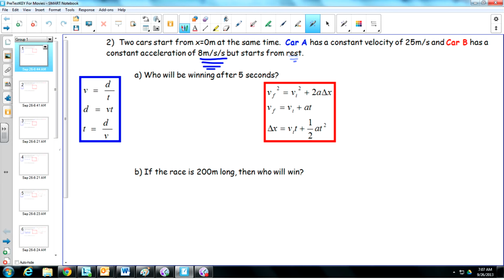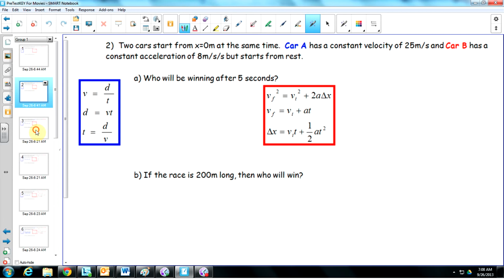And it's accelerating at 8 meters per second squared. So its velocity is just going to keep getting bigger and bigger by 8 meters per second every second. So eventually its velocity will be bigger than the 25 meters per second that car A has. So we know it'll catch up to car A eventually. The question is, will it make it in time? Let's see after 5 seconds how we've done.